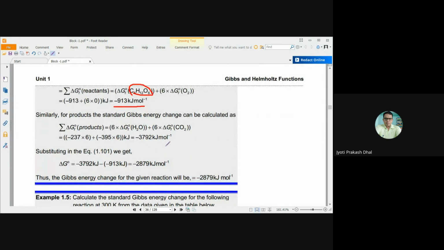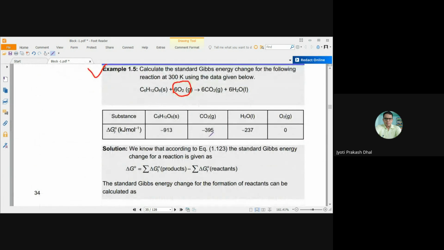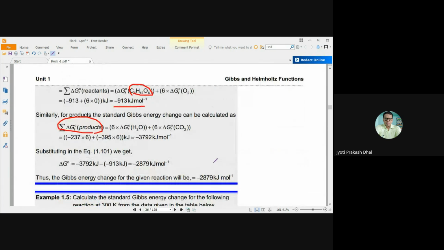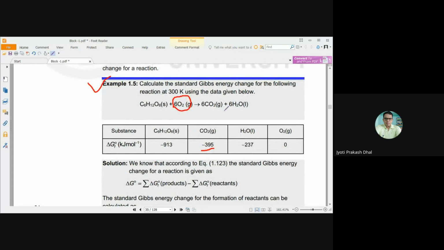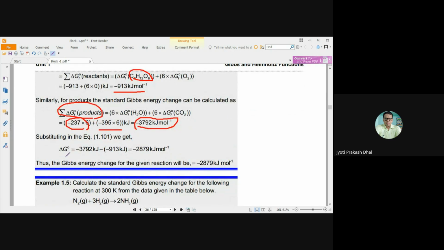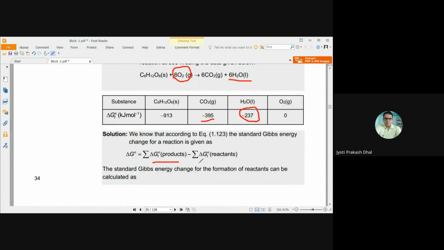Similarly, the del G F naught values of the products you can calculate by using this table. That is 6 into minus 395 plus 6 into minus 237 plus 6 into minus 237. So the final value will be minus 3792 kilojoule per mole, and hence del G naught equals del G F naught value of the product minus del G F naught value of the reactant.